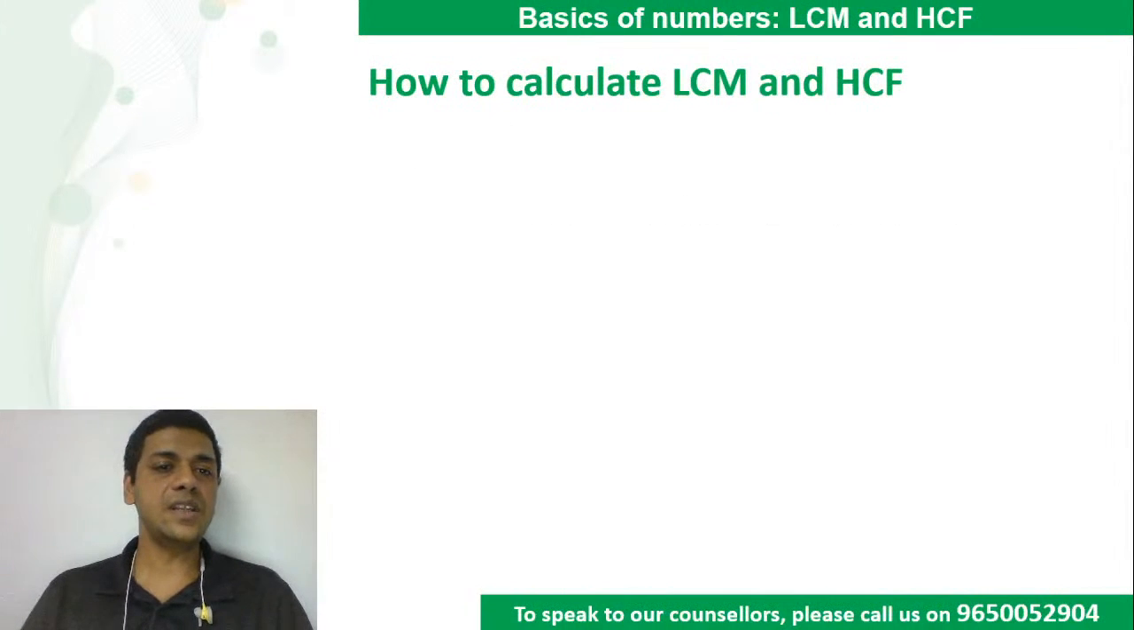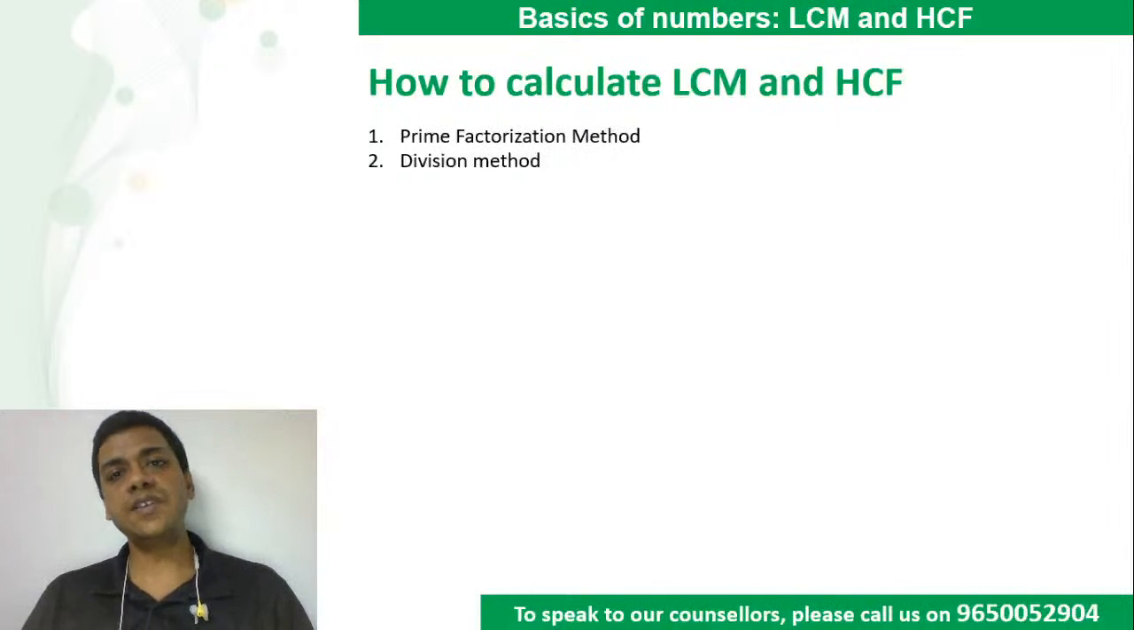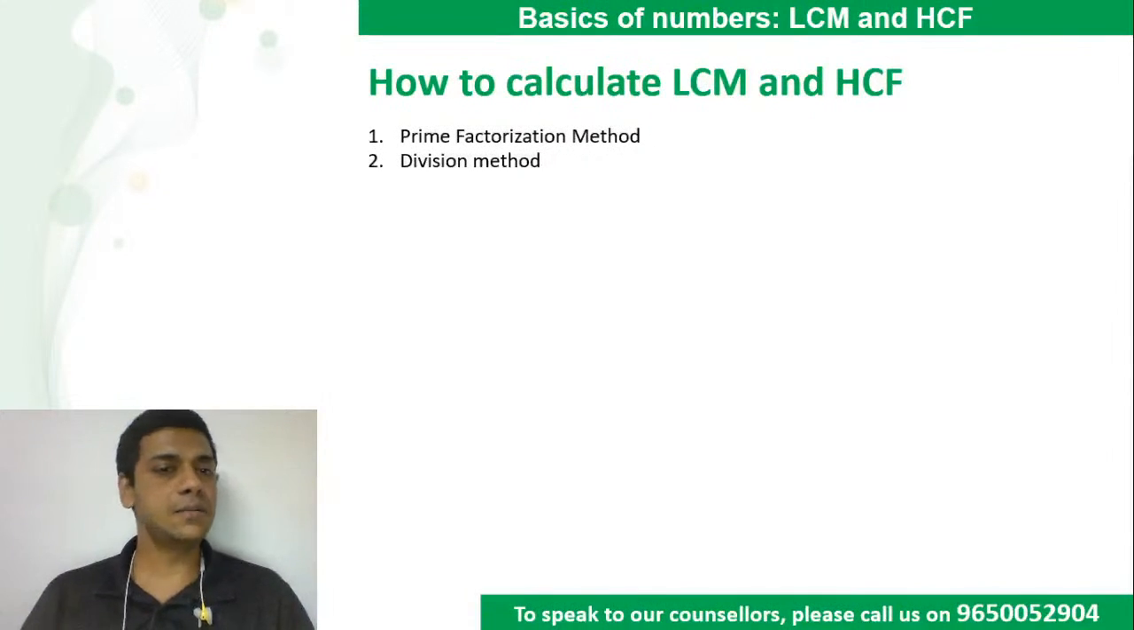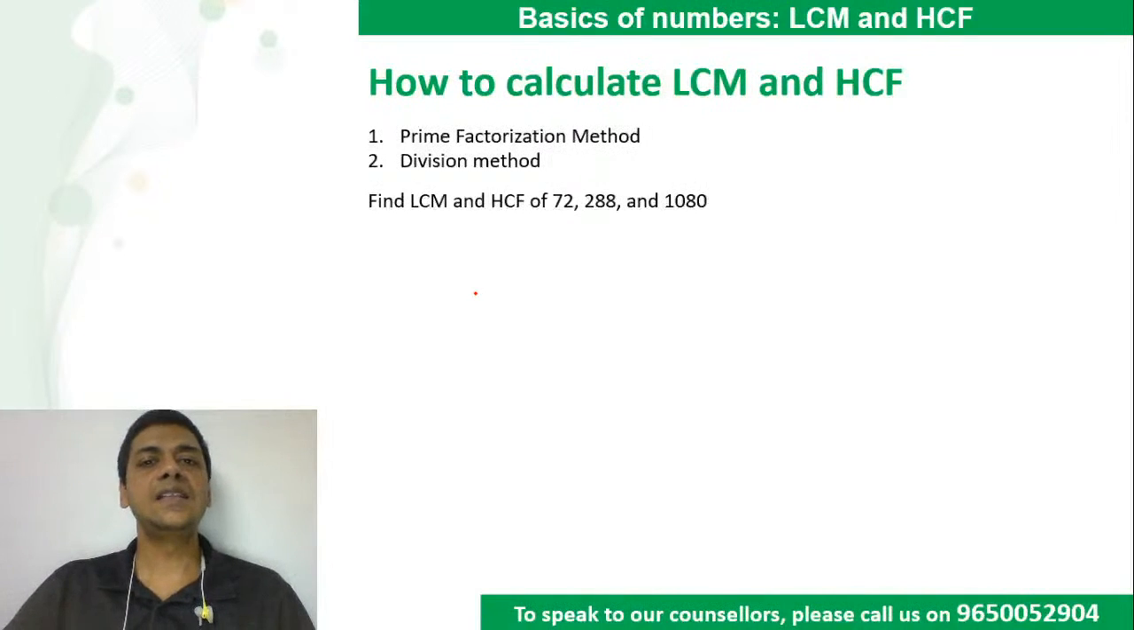Now, the second question is how to calculate HCF. There are two ways. One is the prime factorization method. Second is the division method, the same method which we have studied in class 3rd, 4th, 5th, which I believe we all know. And there is one more method, which is the prime factorization method. For example, if we have to calculate LCM and HCF of 72, 288 and 1080, how do we calculate LCM of these numbers and how do we calculate HCF of these numbers?